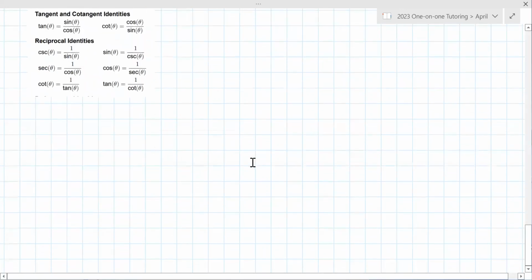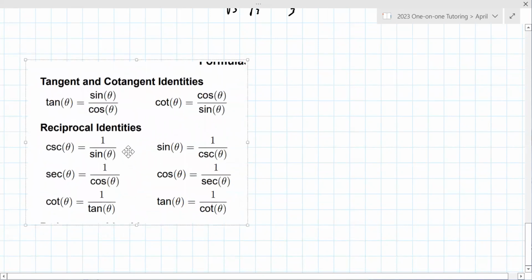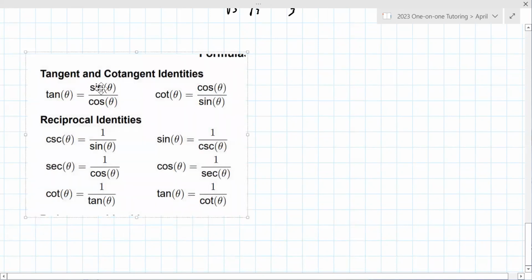All right, now really quickly here on page 2 of that reference sheet that I sent you, there are the tangent and cotangent identities. So tangent is sine over cosine. We've used that. I presume you've heard cotangent before, cosine over sine. And then cosecant, secant, cotangent, sine, cosine.